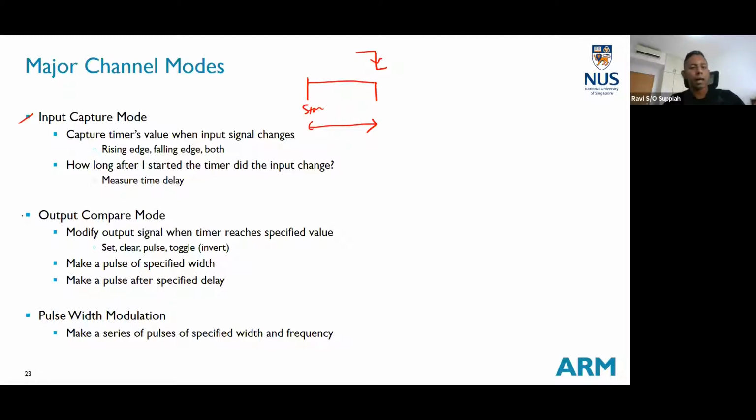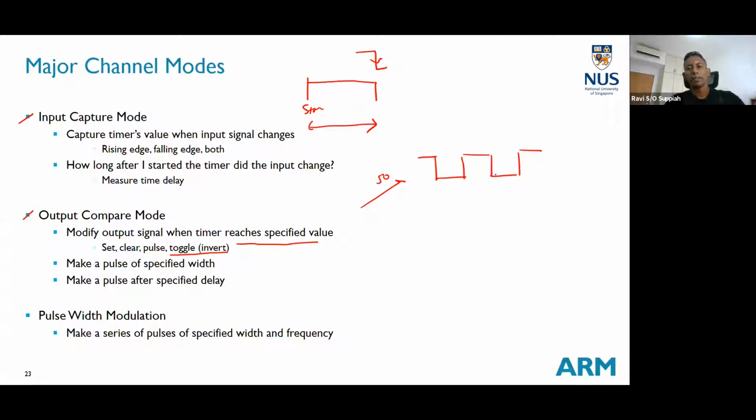The other is output compare mode, where I can say that whenever the timer reaches a specified value, I can do something to the output. I can use this to make a pulse of specified width. Correct, so I can configure it to toggle. Maybe every time the timer hits a value of 50, I say that the output pin toggles, so it keeps on toggling every 50.